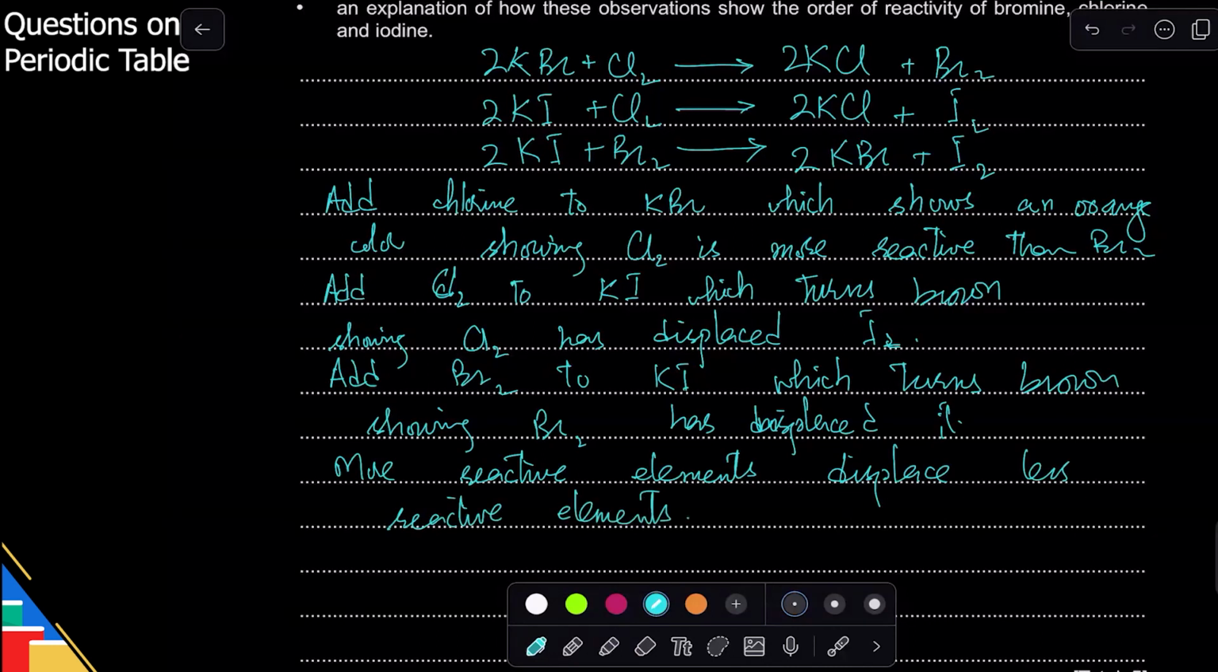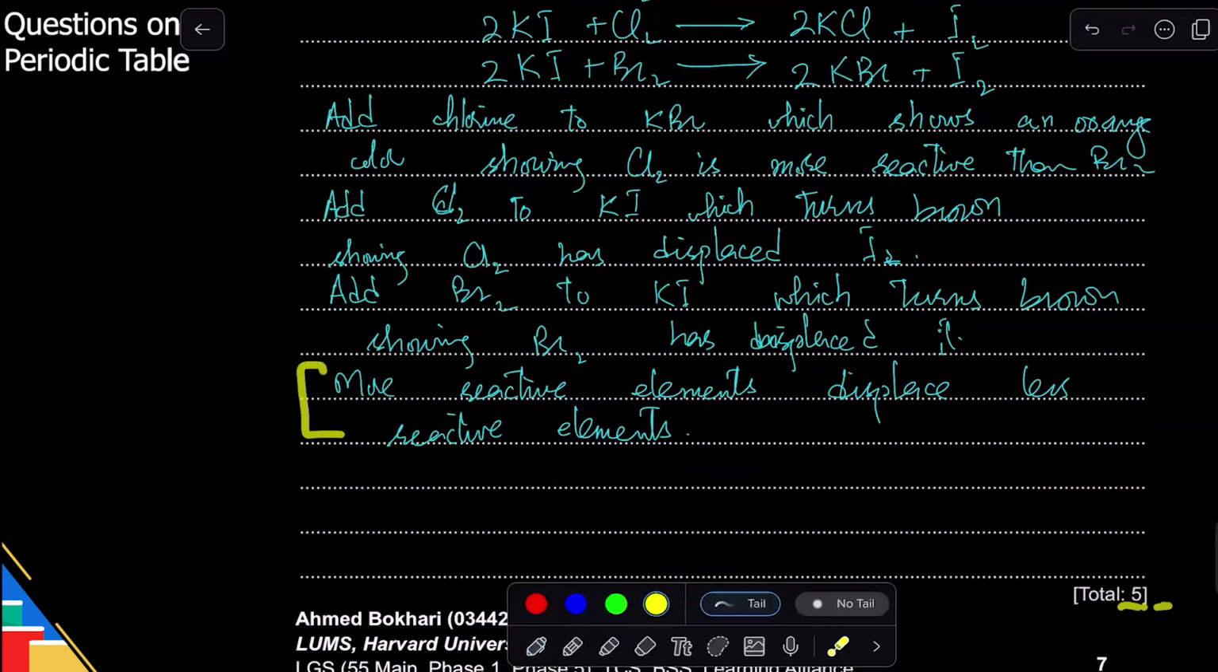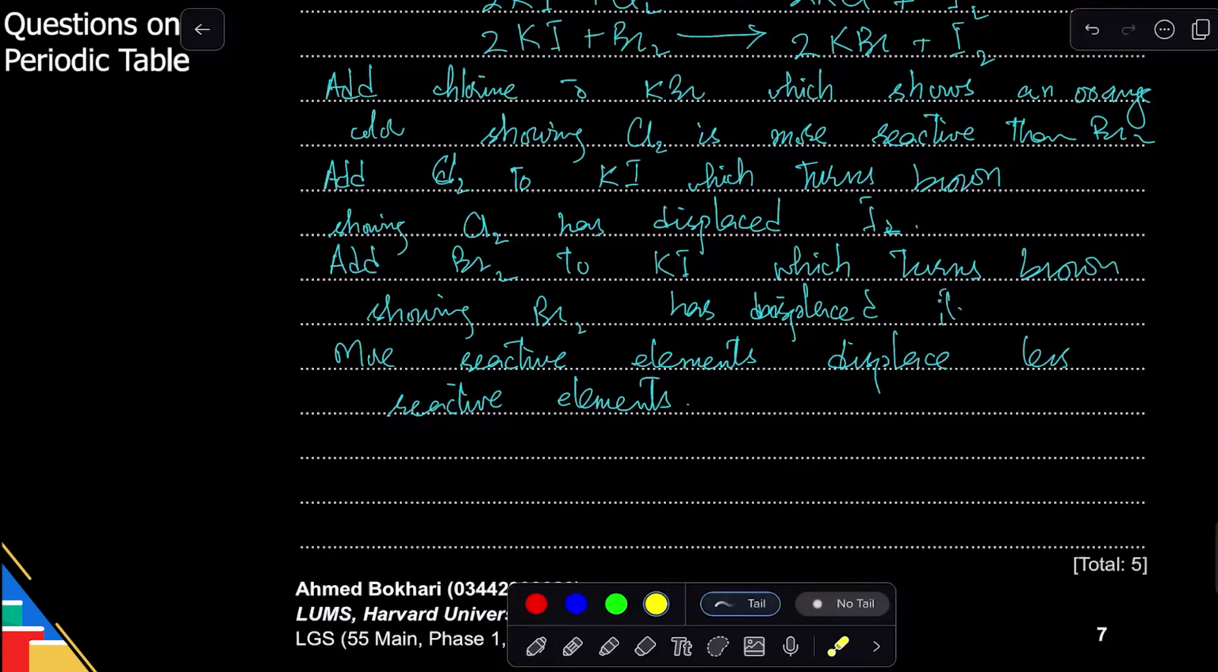Okay. So we have received 5 marks for this. कैसे? एक तो हमने ये element, ये displacement principle बताया. Second, we have shown the colors. Every color change will carry 1 mark, and every reaction that you have to do will carry 1 mark. So 1 mark for saying this, add chlorine to KBr, or 1 mark for this. Similarly, 1 mark for showing the orange color, 1 mark for showing the brown color, and 1 mark for this thing. And that's the reason we have this. Okay. Any questions so far?